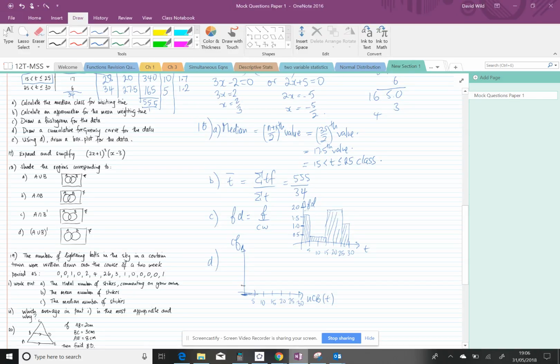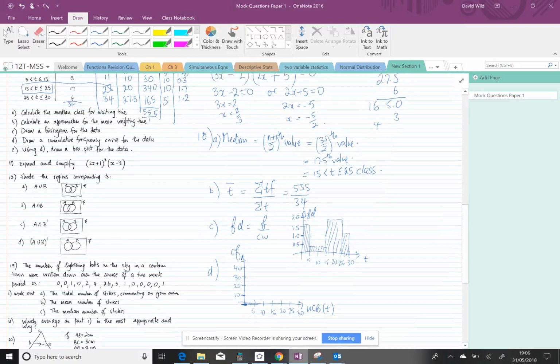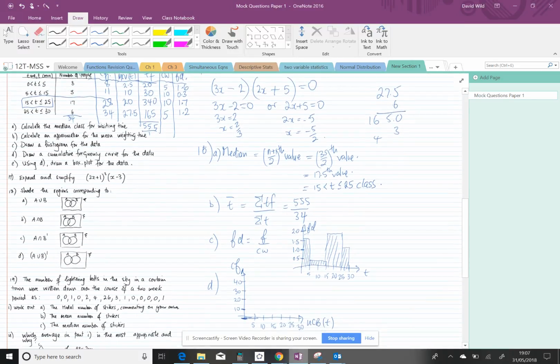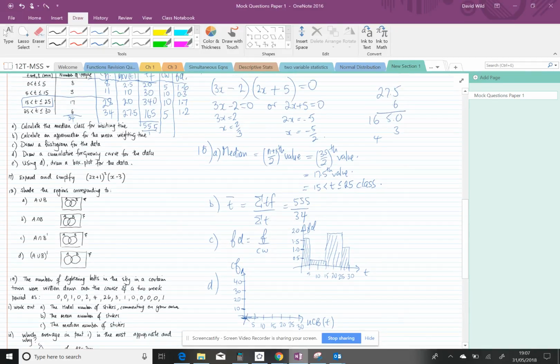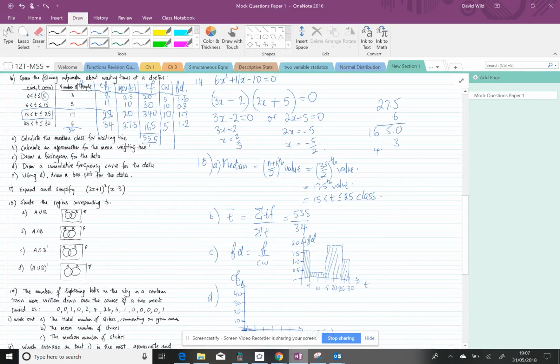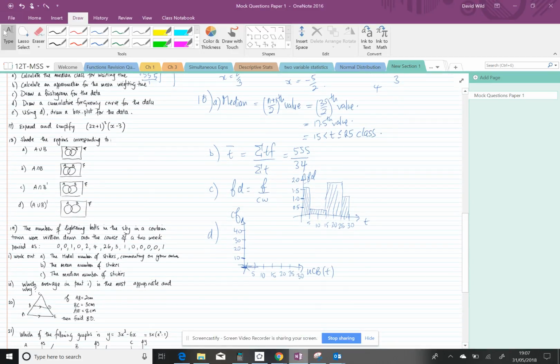34, so we should do that. 10, 20, 30, 40. And we plot the upper class boundary. We start off at 0, 0, by the way. And we plot the upper class boundary, so that's going to be 5 against the cumulative frequency, which is 8. So 5 against 8, so that's that point there. That's 8. This is 5.